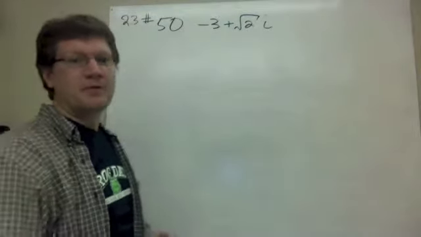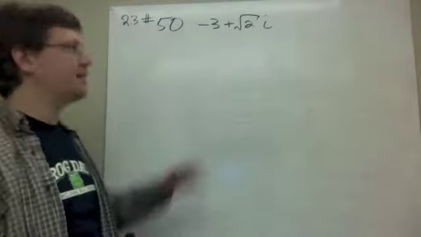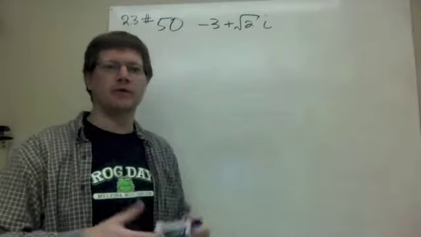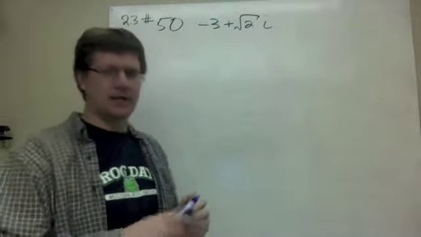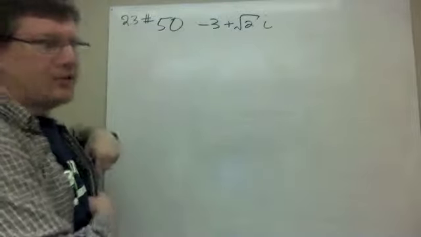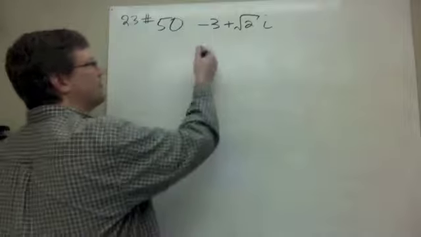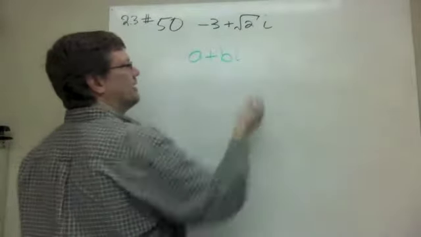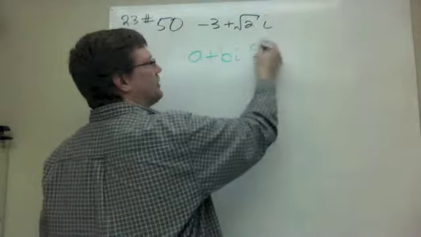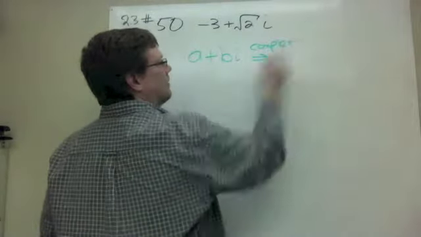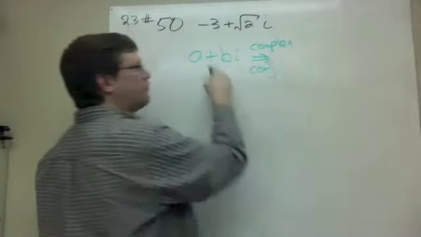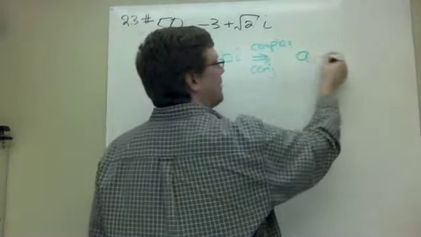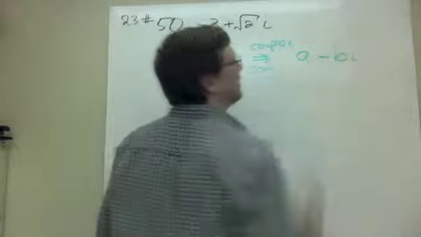Section 2.3, number 50. We are given this complex number, minus 3 plus the square root of 2i, and we're told to find the complex conjugate. Now, our rule for complex conjugates: if we have a plus bi, the complex conjugate flips the sign of just the imaginary part. So we're going to get a minus bi.